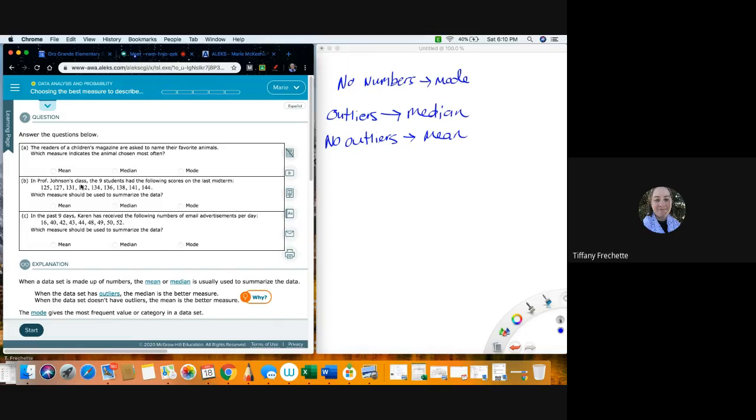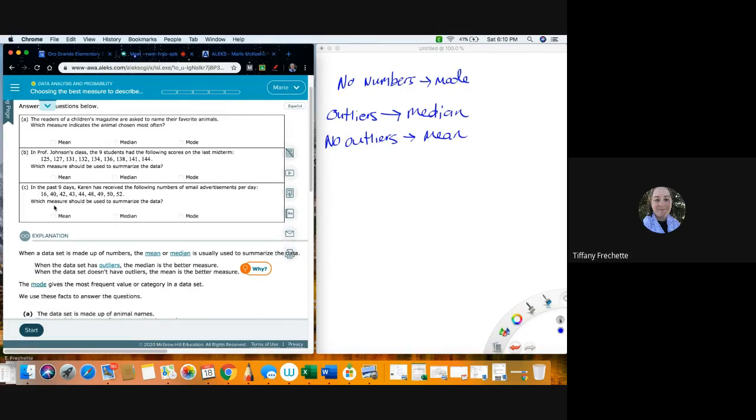And then in Professor Johnson's, which one would be the best one to use? Well, if we look at this, these are pretty evenly distributed. There isn't one that's jumping way down low or one that's jumping way up high. I mean that there's no outliers. So I would go with mean on this one. And then in the past 9 days for Karen receiving her emails, well, it's going pretty consistently up here, and this doesn't get terribly high, but it does jump very low for 16. So that means that 16 is an outlier. So I would go with median.